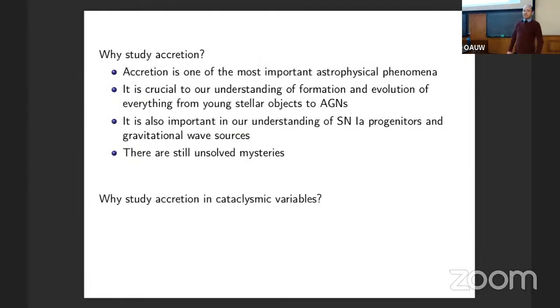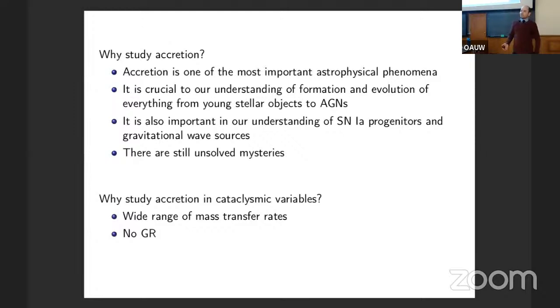But why study accretion in cataclysmic variables in particular? First of all, they have a wide range of mass transfer rates. So we can study accretion in many different environments and build models based on that. So they are well grounded in a wide range of parameters.